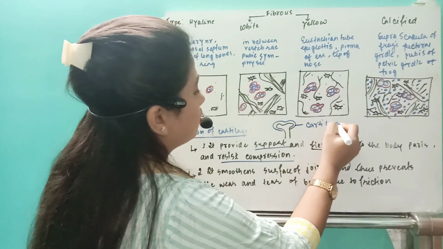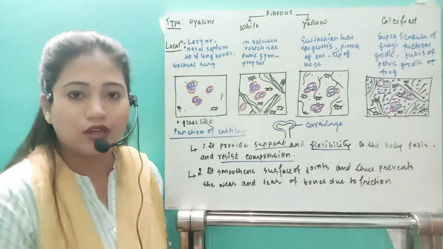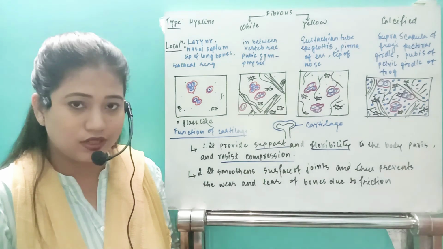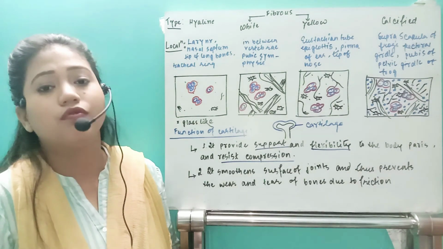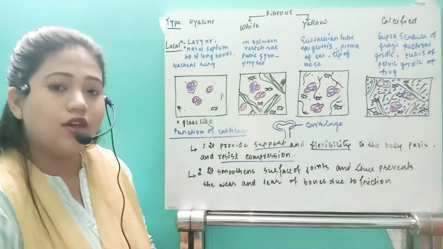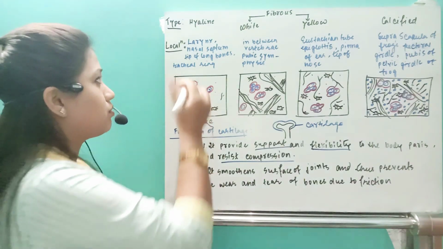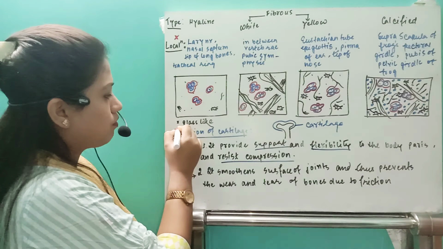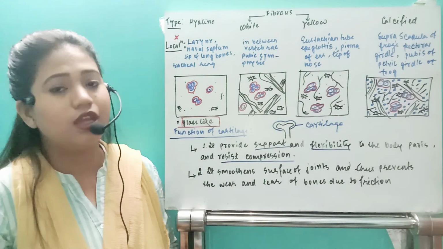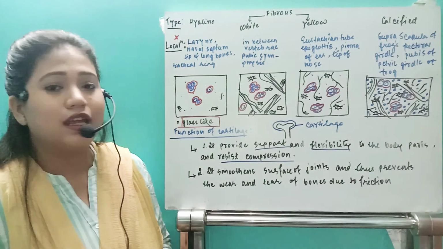So this is about the cartilage. This is more than enough. These characteristics, if you know them, are more than enough even for NEET. So from this cartilage, what type of questions generally come? The location. This location is very much important. You have to know this question, it is very much important: what is the transparent tissue of our body? That is the hyaline cartilage.